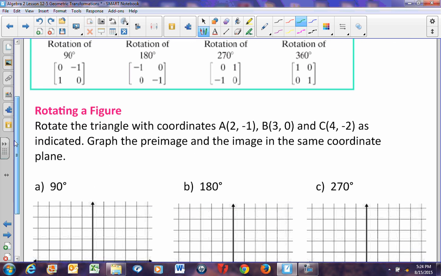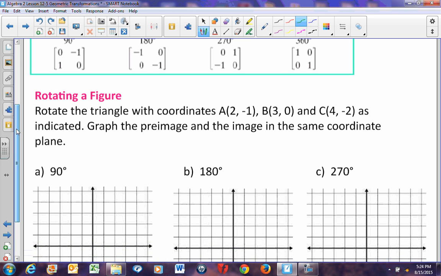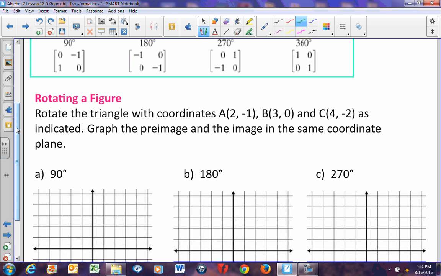So we're going to rotate a figure. Rotate the triangle with coordinates (2, -1), (3, 0), and (4, -2) as indicated. Graph the pre-image and the image on the same coordinate plane. Okay, so we're going to rotate it 90 degrees. A 90-degree rotation means I take the matrix 0, -1, 1, 0, and multiply it by 2, 3, 4, -1, 0, -2. Of course, we're going to use the calculator to do this because it is much faster. You can do it by hand, but I'm not going to make you do it by hand.